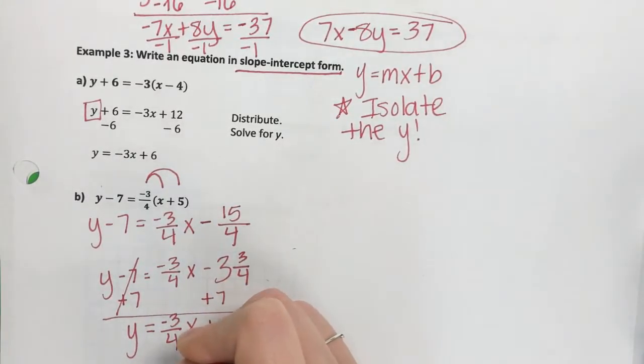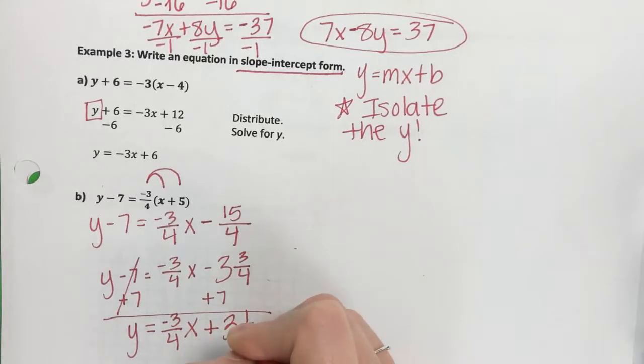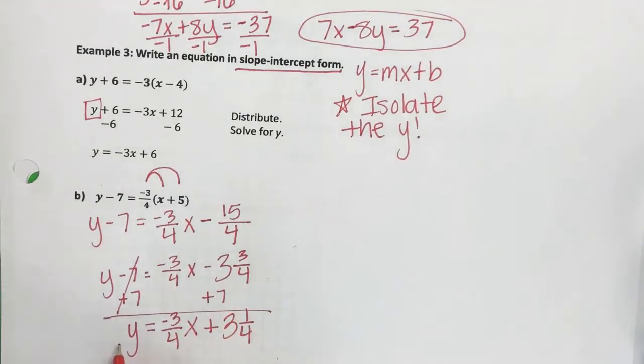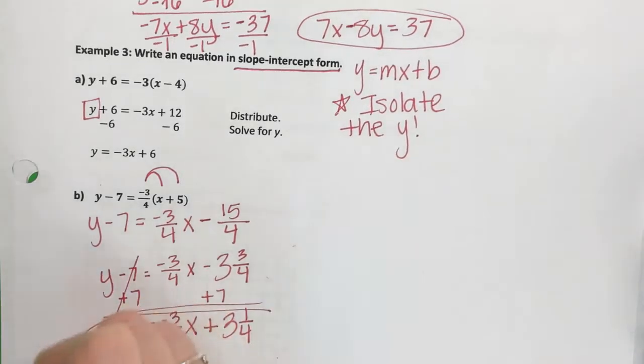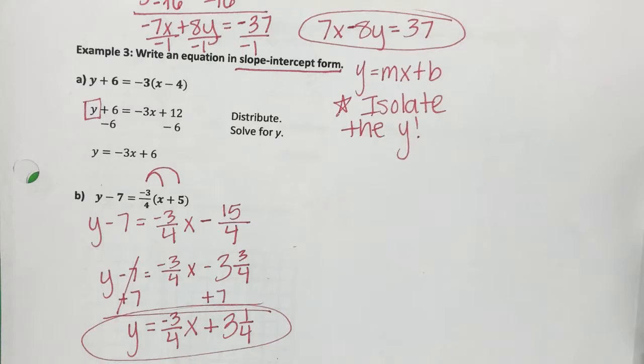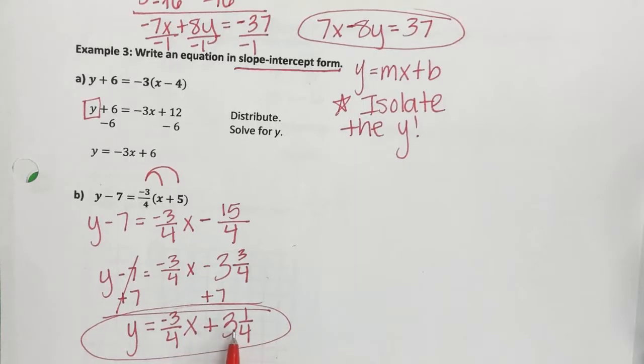So this ends up being positive 3 1/4. And the y is by itself. We have mx plus b. So what's our slope in this? Negative 3 over 4. Negative 3/4. And our y-intercept is 3 1/4.